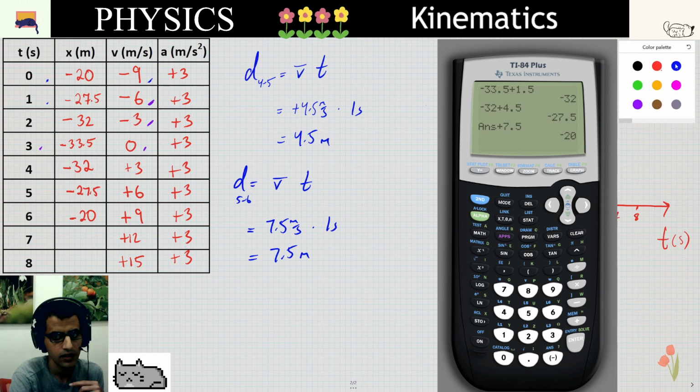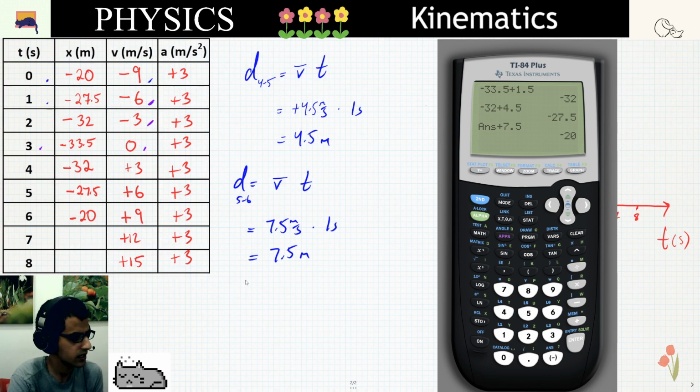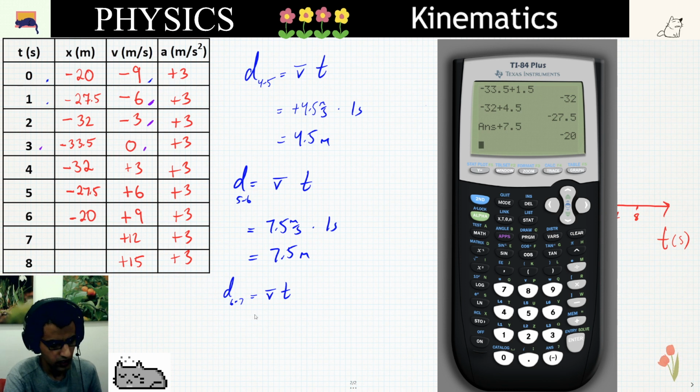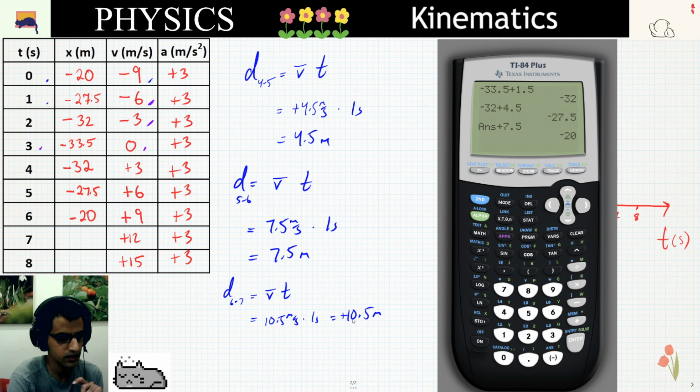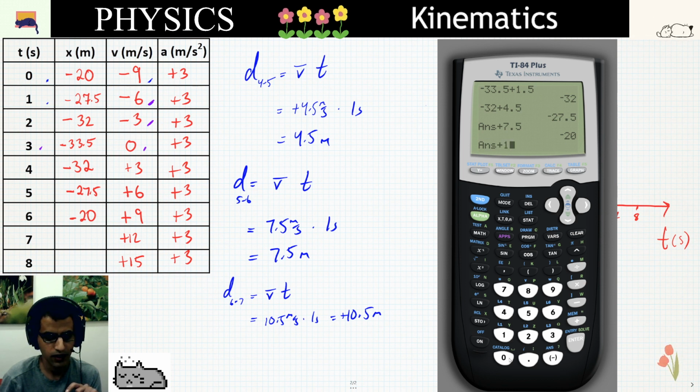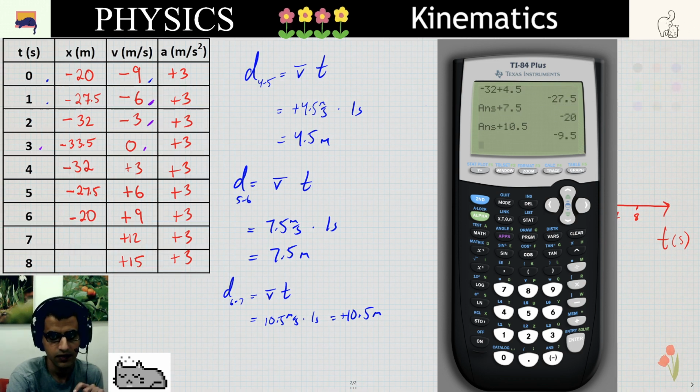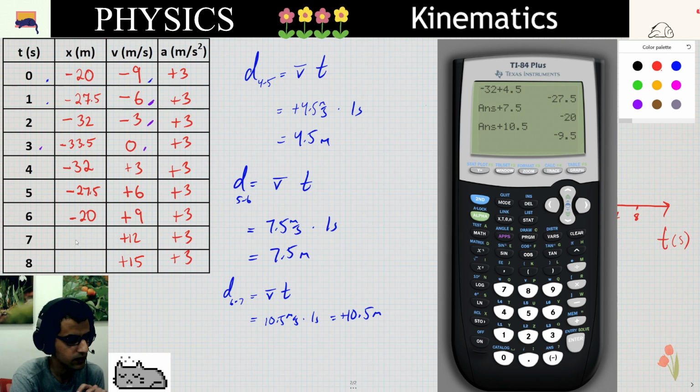Okay, do the same thing. So you can see towards the end, once you get a hang of this, it can actually be done very quickly. Let's find the displacement from 6 to 7 seconds, which is average velocity times time. The average velocity from 6 to 7 seconds is going to be 10.5 meters per second times 1 second, and you'll see it's 10.5 meters. Again, a positive displacement. Let's do the same thing we did before. We add to negative 20, 10.5 meters. And we get a position of negative 9.5.